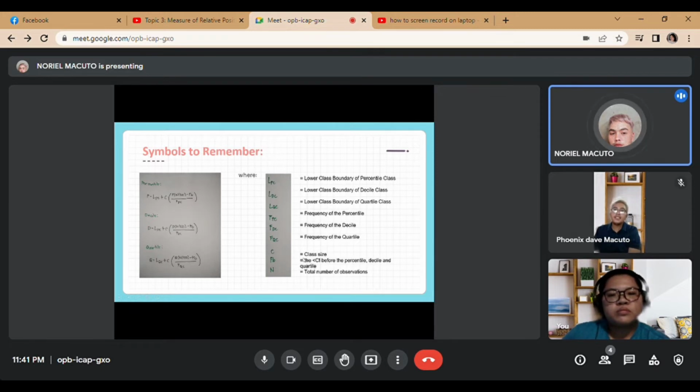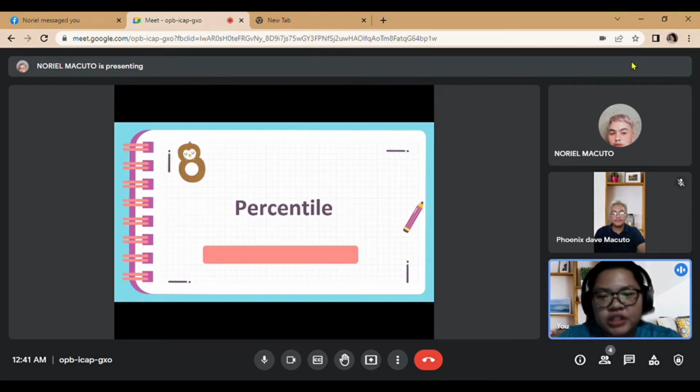C is the class size. FB is the less than CF before the percentile, decile, and quartile. It means the cumulative frequency. Then lastly, N. The meaning of letter N is the total number of observations. So now let's proceed on how to get the percentile class.